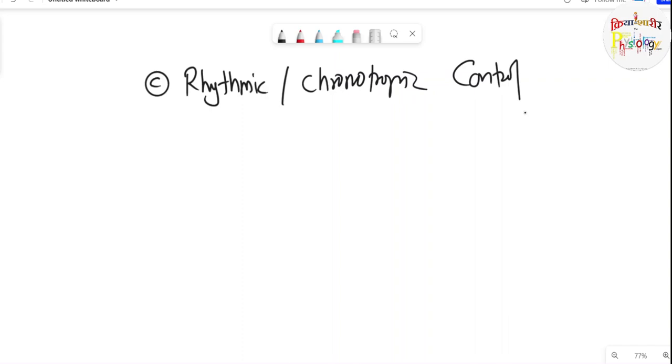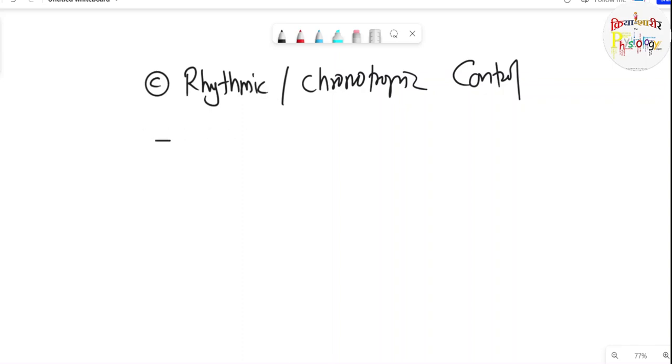Okay, rhythmic means there is a secretion of hormone with a specific time duration. So it is called rhythmic or chronotropic according to the chronology or according to the sequences. Okay, so this is operated by various rhythms of biological phenomena.